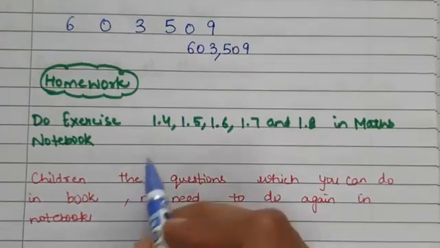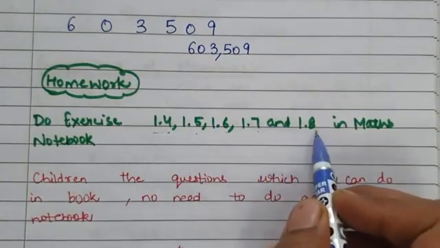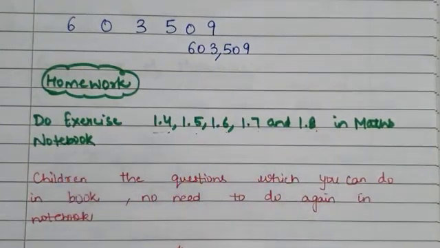Now children, some homework I am giving to you. You have to try 1, 4, 5, 6, 7, 8 in your maths notebook. Children, the questions which you can do in the book, do in the book. Otherwise, no need to do in the notebook the questions which you have already done in the book. Thank you, children.